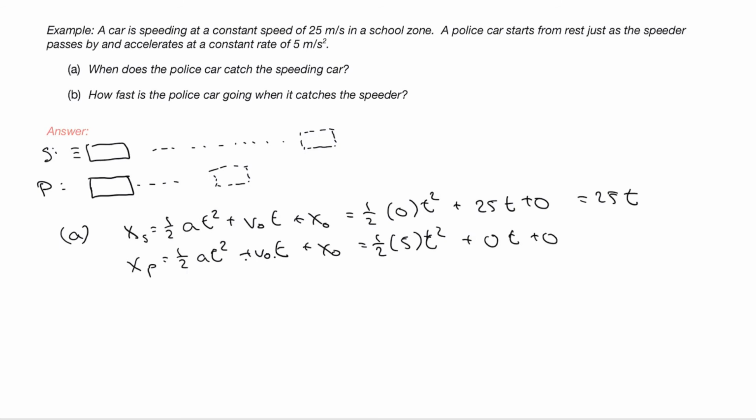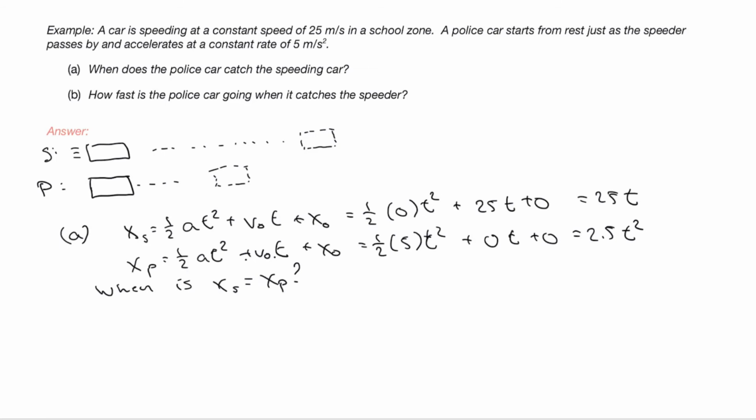So once we simplify everything, that gives its position as 2.5t squared. Now, we need to translate the problem we're asked into mathematical terms. And the problem we're asked to solve is when does the police car catch the speeder? And so to write that down, that's really the question, when is x sub s equal to x sub p? That's when their 2 positions are going to be equal.